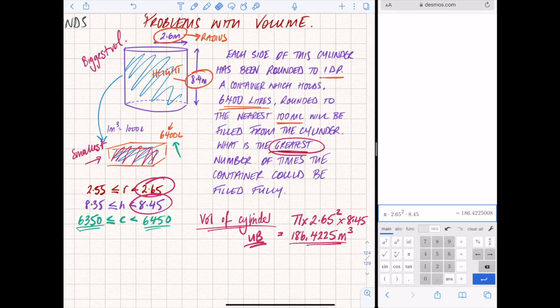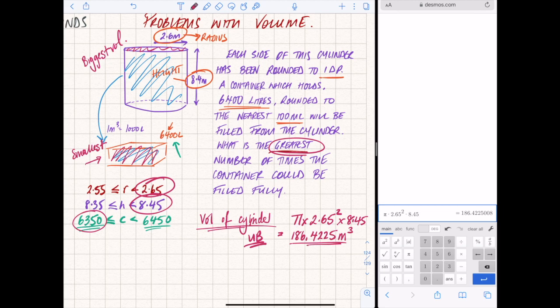So it's really important. First of all, you need to understand how to find the volume of that cylinder. And the volume of the cylinder is area of the top, which is a circle, times by the height. And then from there, we need to figure out what the lower bound of the container we're filling up is. That's this 6,350. So the 186.4225 meters cubed is going to be all taken out and put into this container, but we're going to use the lower bound for the container.